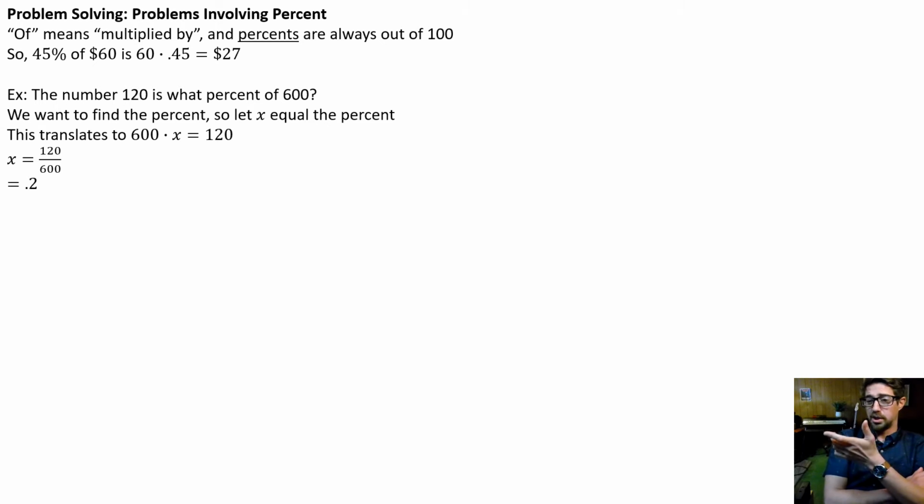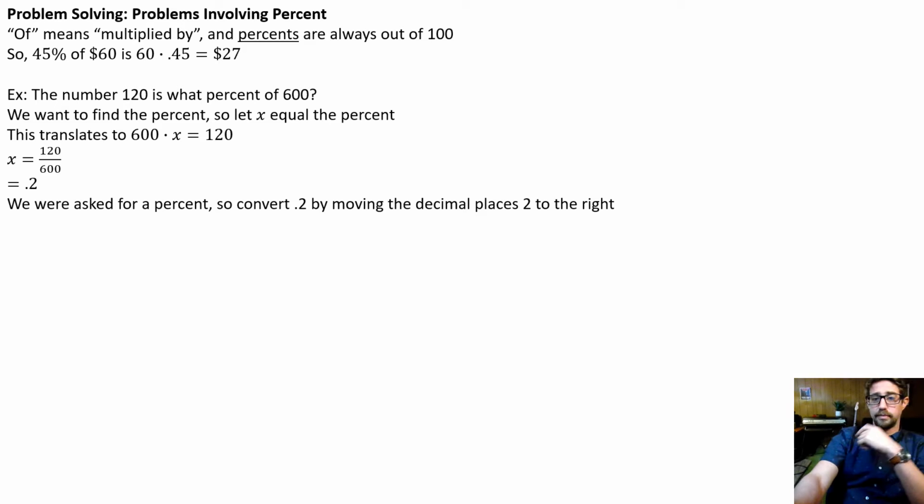So you know that to convert a decimal to a percent, you multiply it by 100, which for practical purposes just means you move the decimal place over 2. So that goes over 2 to the right, and that's 20%. Okay, so if we wanted to wrap it up, we would say the number 120 is 20% of 600, and that's easy to check.